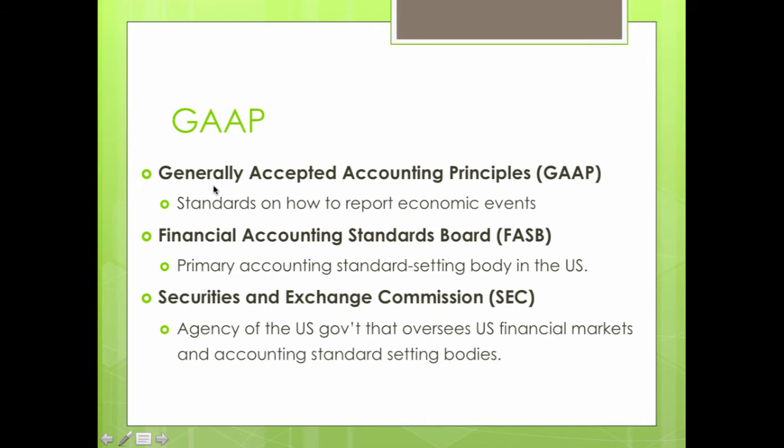So, the accounting profession has developed standards that are generally accepted and universally practiced. This common set of standards is called Generally Accepted Accounting Principles, or GAAP, and these standards indicate how to report economic events so that business financial information is shared in a uniform manner. The primary accounting standard setting body in the United States is the Financial Accounting Standards Board, while the Securities and Exchange Commission is the agency of the U.S. government that oversees U.S. financial markets and accounting standard setting bodies.